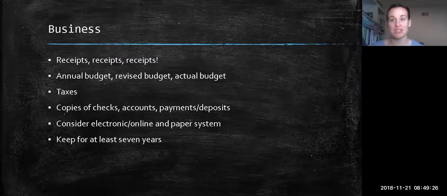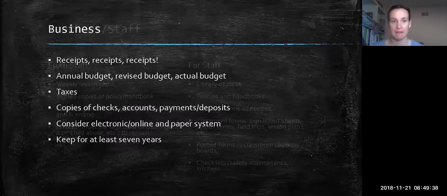But you need to have a system electronically. It's fairly easy. They kind of set it up for you. And then a system for how you keep budgets and taxes in a paper system, so that you and the tax people at the end of the year can do this very easily.